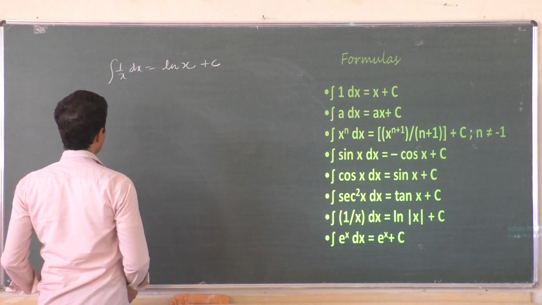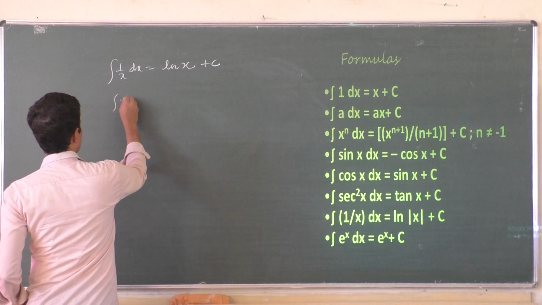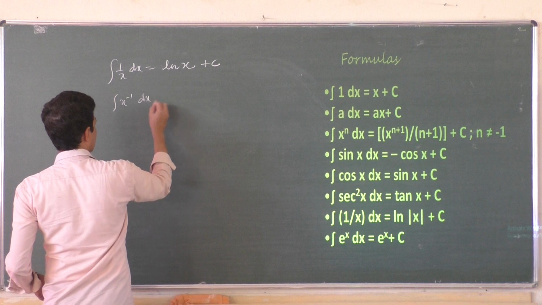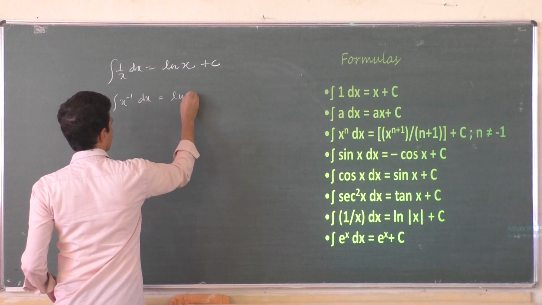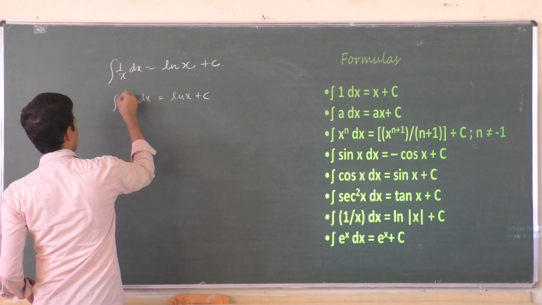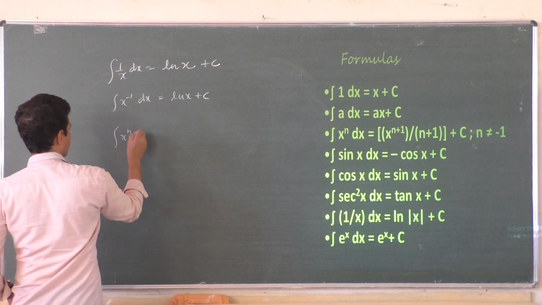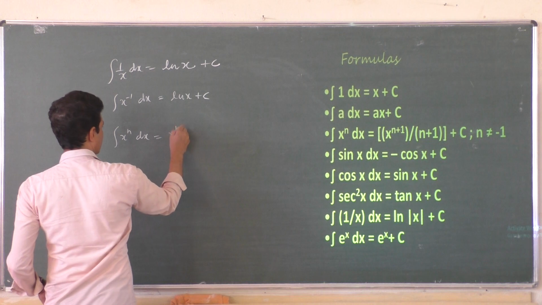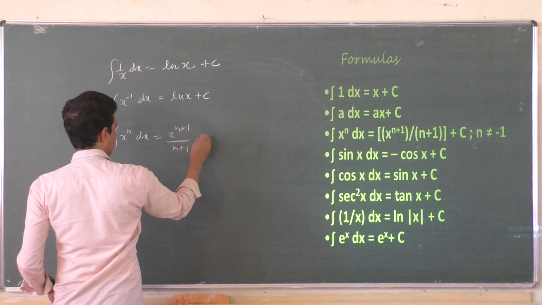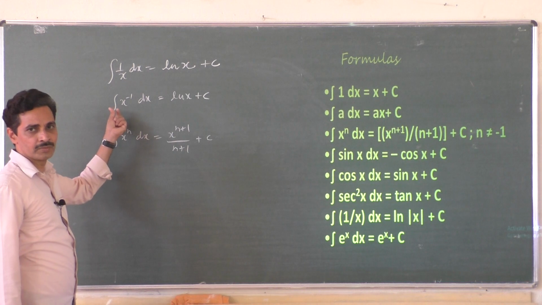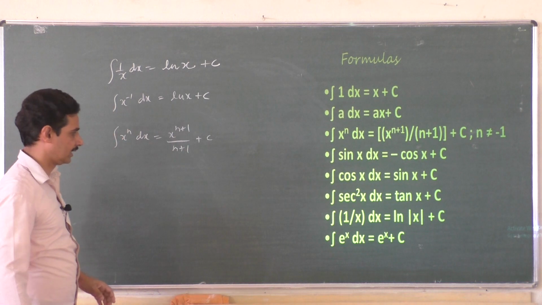So the integration of 1 by x dx is the integration of x to the power minus 1, right? For x to the power minus 1, the answer is ln x plus c, because you can write this as x to the power minus 1. Here you can't apply the formula integration of x to the power n dx is equal to x to the power n plus 1 by n plus 1 plus a constant. That one formula doesn't work for x to the power minus 1.